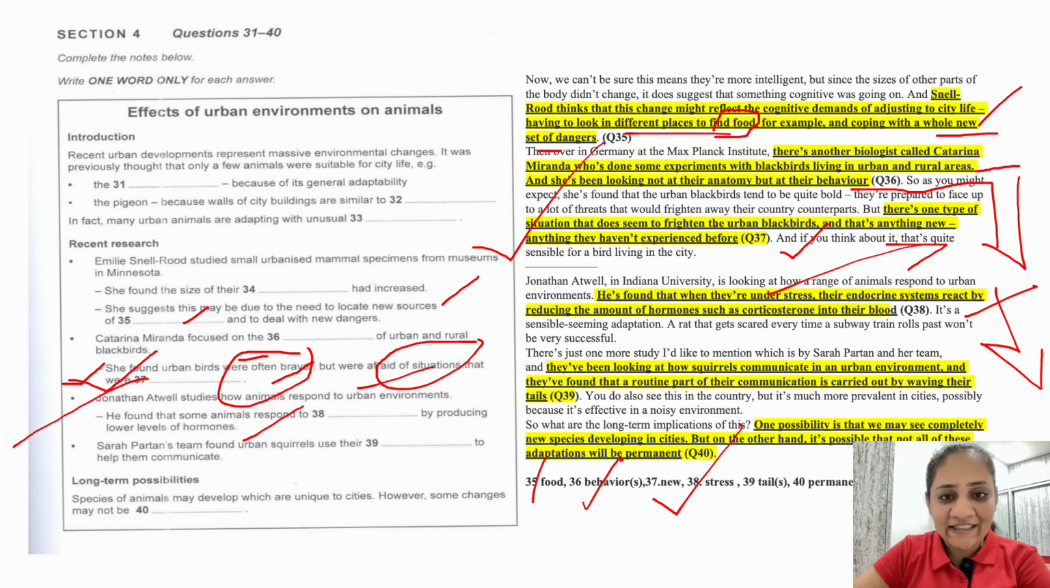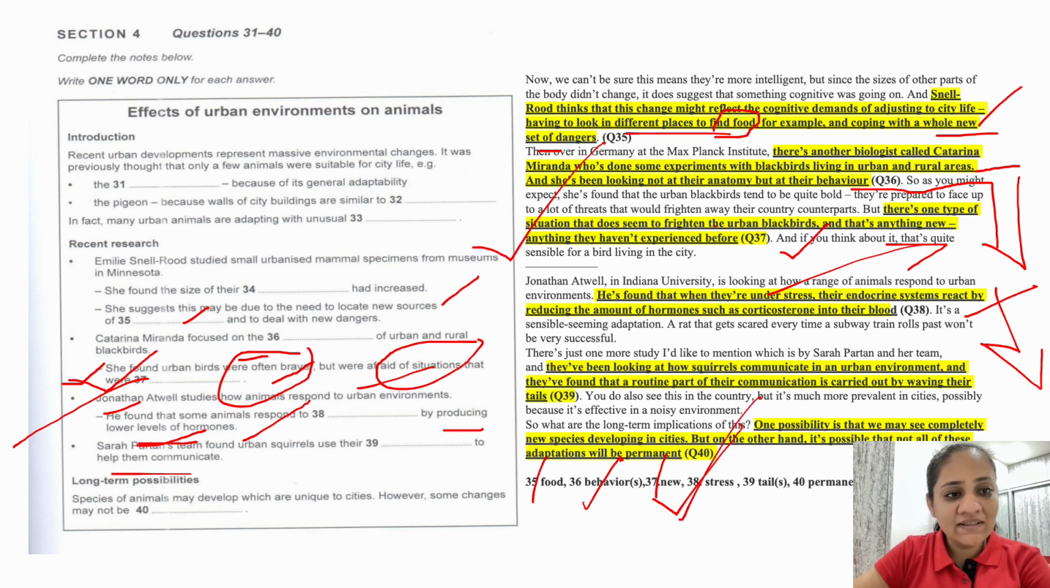Earlier I discussed 38, so let's discuss it again. He found that some animals respond to dash by producing lower levels of hormones. So I have to focus on Jonathan as my keyword, and also on the lower levels of hormones. As we just discussed, stress is the answer. So 37's answer is new and 38's answer is stress.